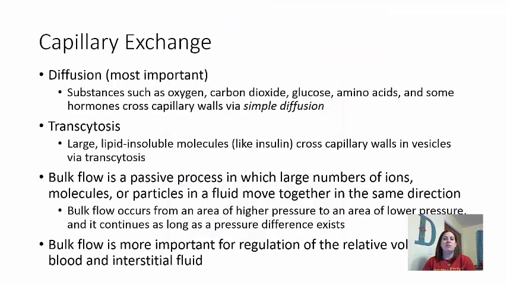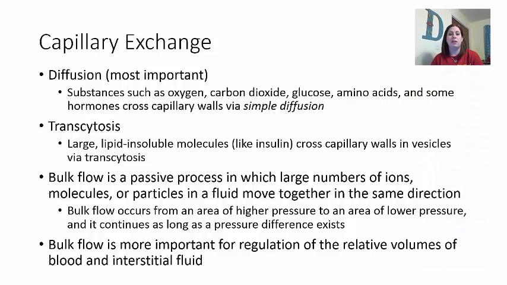So now that we've seen the difference between arteries and veins, let's talk about how capillaries do their job of exchanging materials. One of the most important ways that they get rid of the materials that the blood carries or pick up waste is through diffusion. And this is the most important. This is where substances such as oxygen and carbon dioxide, especially because they're gases, as well as glucose, amino acids, which are building blocks of proteins, and even some hormones can cross the capillary walls through simple diffusion. They don't need any help. They just move from high concentration to low concentration. Right? Simple diffusion, no help needed to do this.